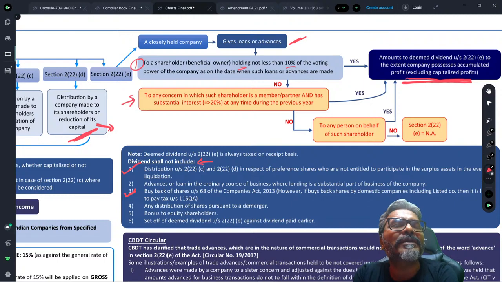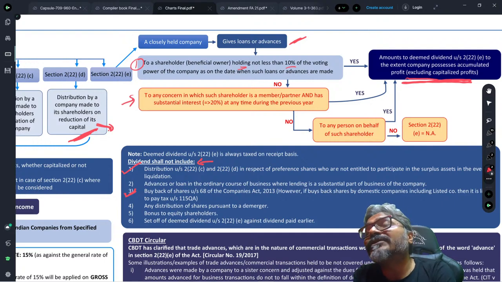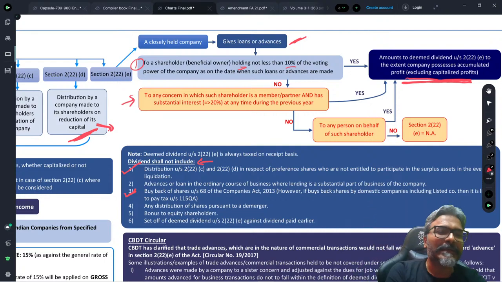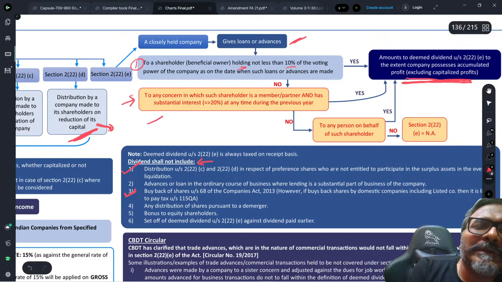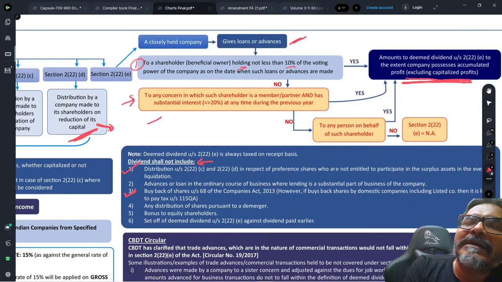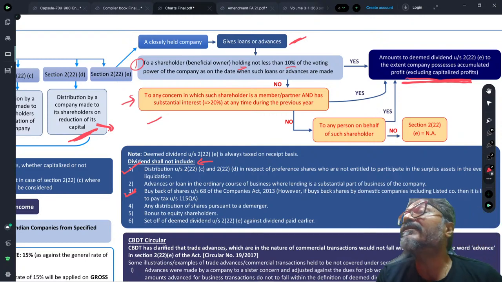What do you mean by such shareholder? The shareholder which is holding at least 10% of the voting power of the company. Such shareholder can have a substantial interest in that concern at any point of time during the previous year. This is what needs to be considered. So students, if you all see, for any concern in which such shareholder is a member or a partner and has a substantial interest, which is 20% or above at any time during the previous year, if the loan has been given to this concern, even in that case, will the deemed dividend of 222E be applicable in the hands of the shareholder? And the answer is yes.